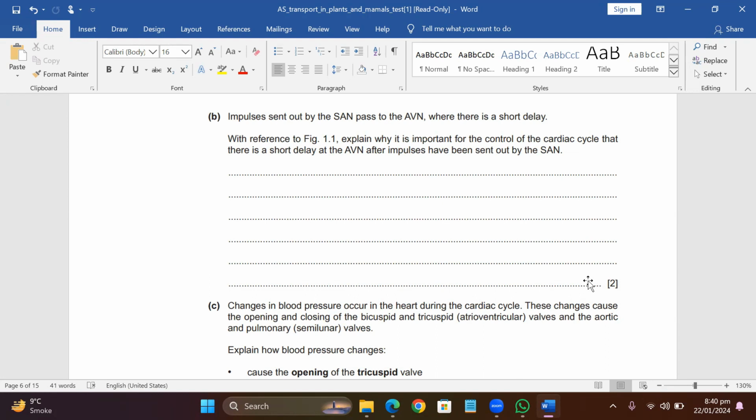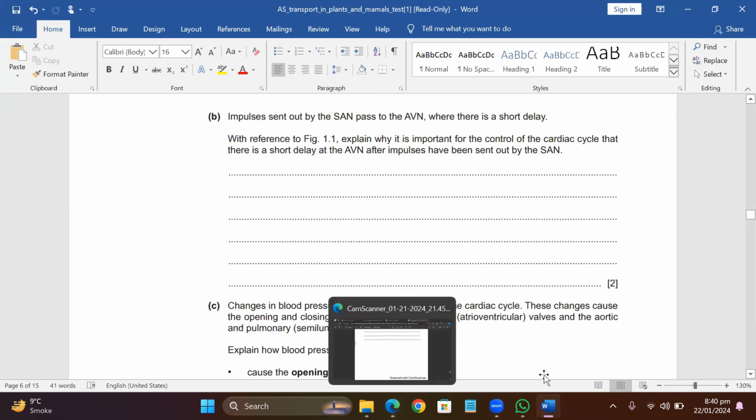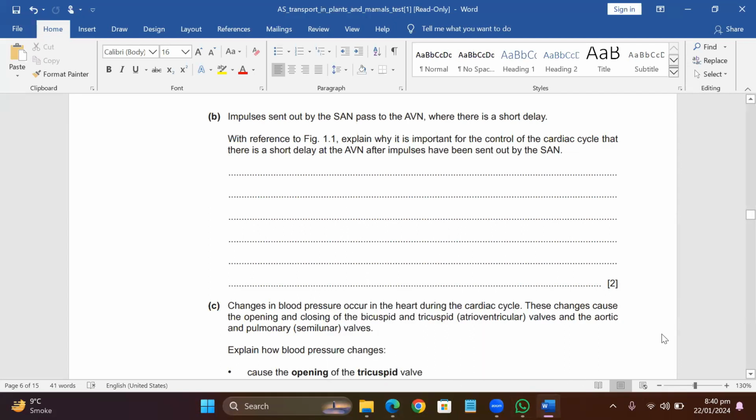Because they should not contract at the same time. Very good. And the second point should be that the atrial systole should happen first, right? And then the ventricular systole should happen.